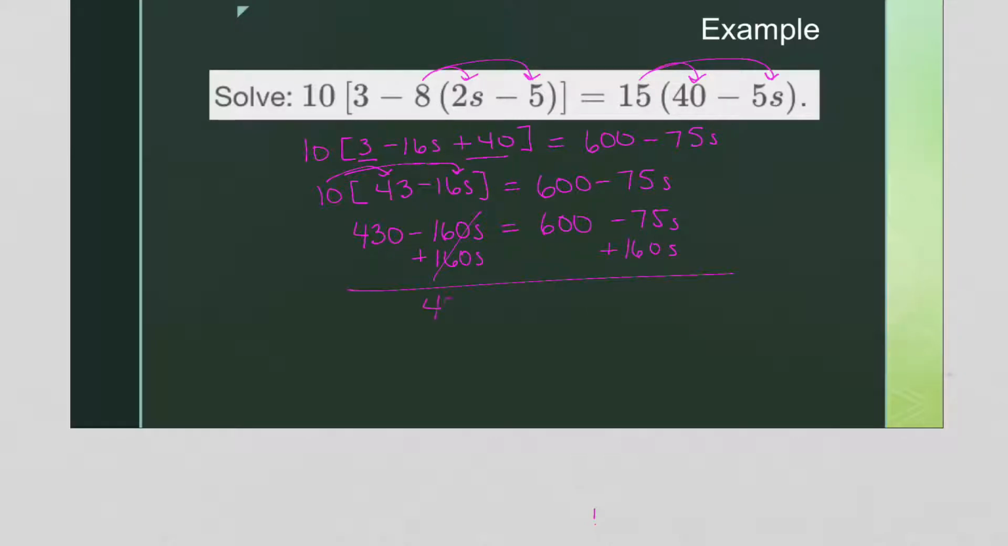I'm left with 430 on the left, 600 right there, negative 75 plus 160 is 85s, and it's a positive. Look at that, we got rid of it. And so now I want to subtract 600. I want to put my constant terms on the same side. So I get negative 170 here.